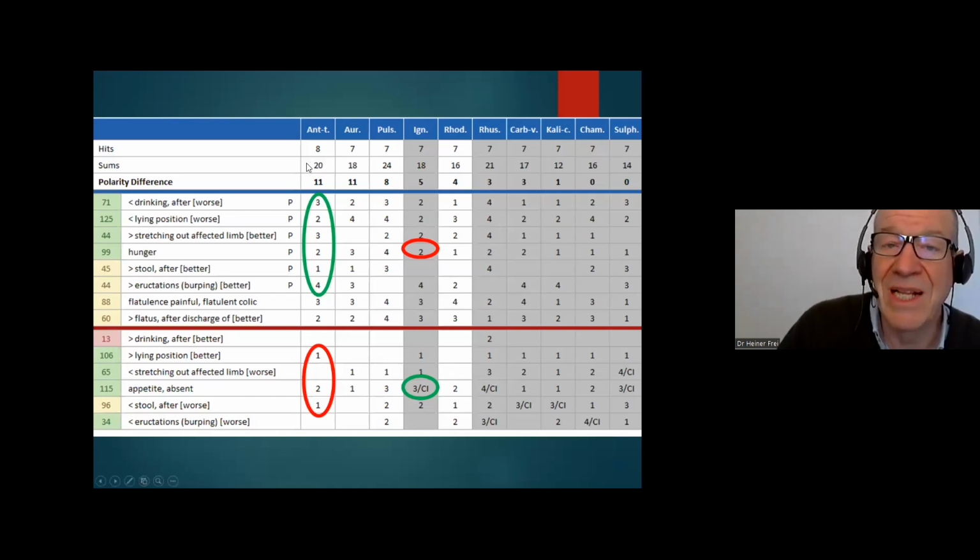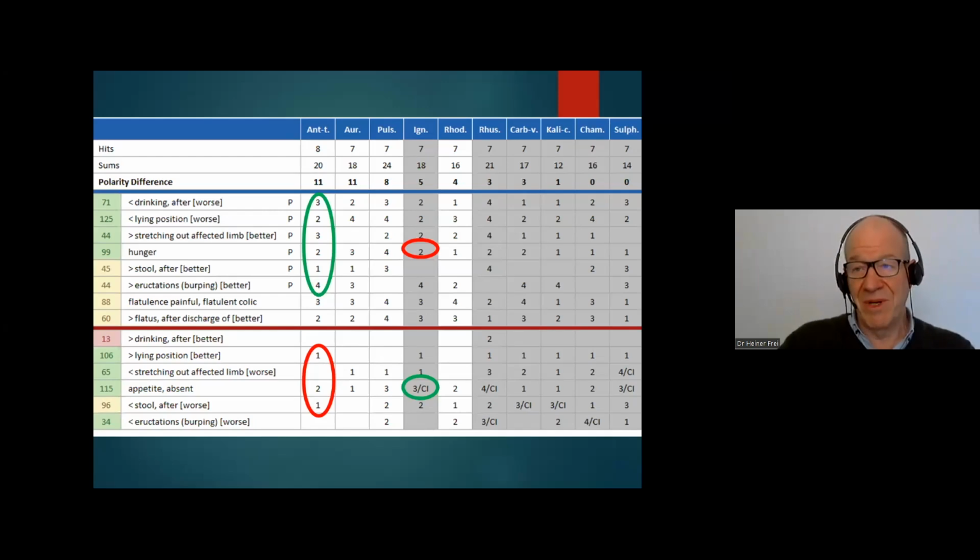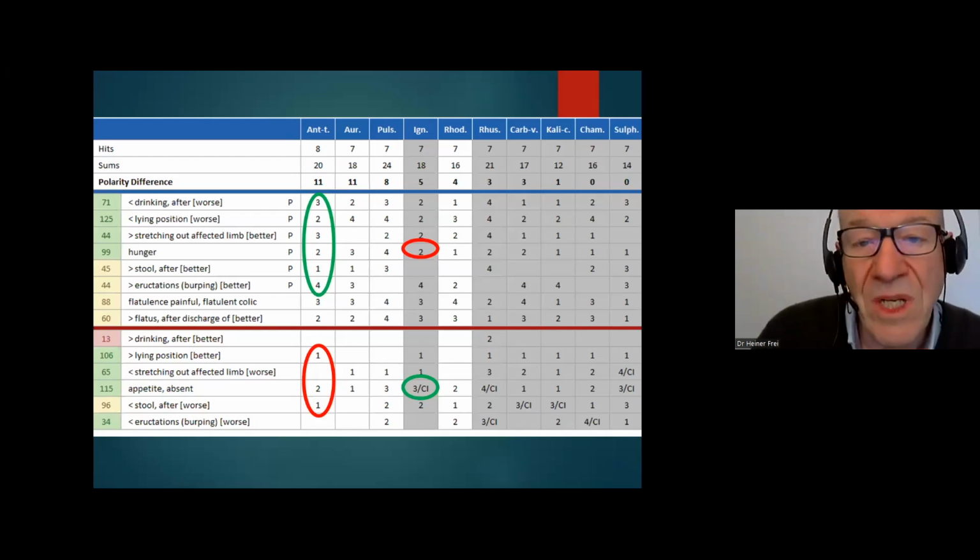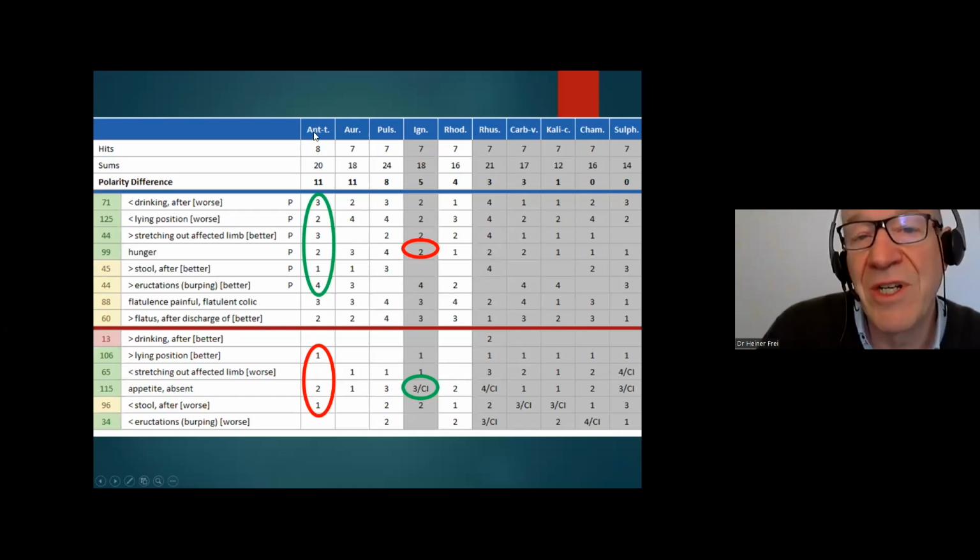While we have here antimonium tartaricum, that covers everything that we entered, and that has a good specificity for the symptoms. Aurum has also a good specificity, but there is one symptom missing. Pulsatilla is already less perfect for this patient. Also a symptom missing. So our choice actually is, in this case, antimonium tartaricum.